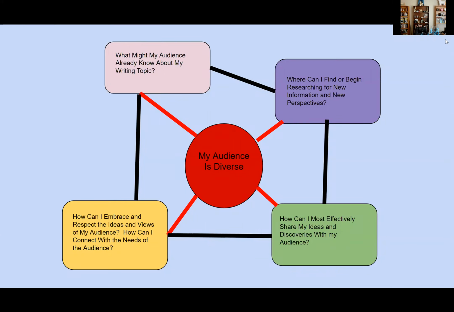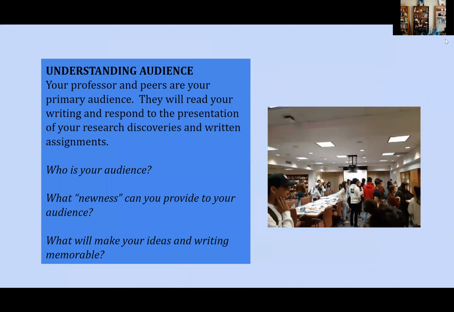What might my audience already know about my writing topic? And this has to do with being original and being sophisticated. Avoid engaging in research and writing that pretty much shares information or ideas that are commonplace, that are commonly known. Dig deep and look for that information that's unique, information that people may not already have.